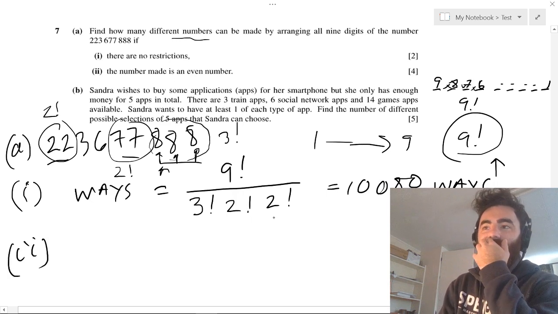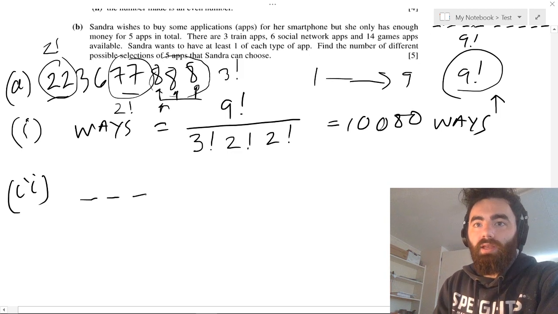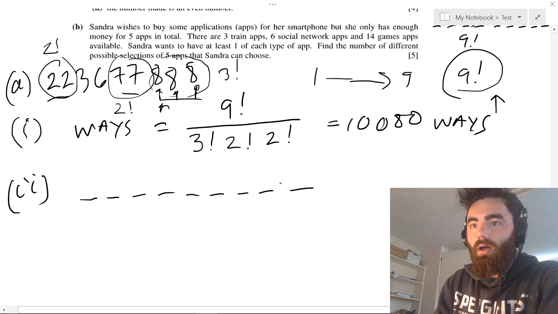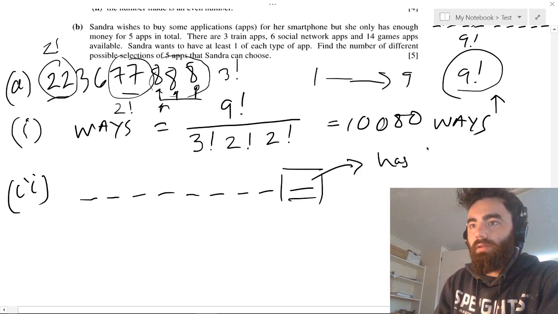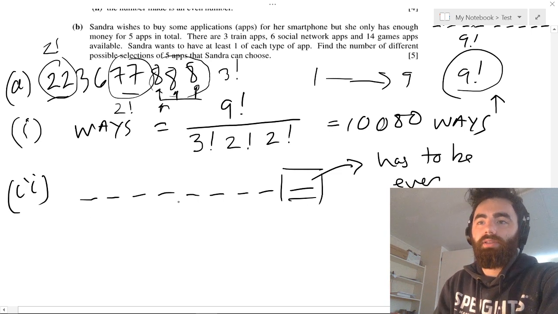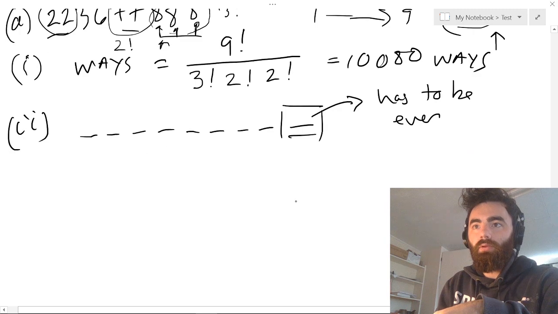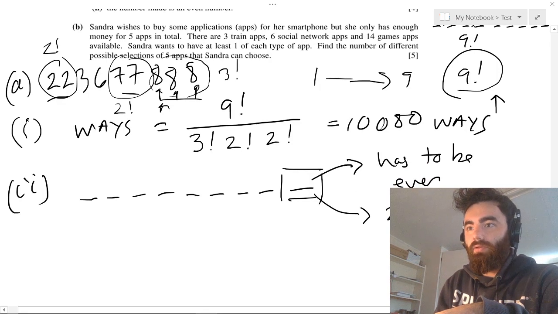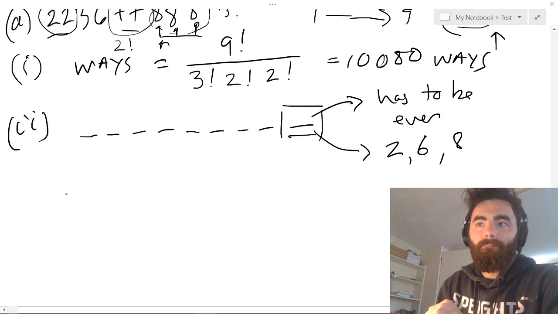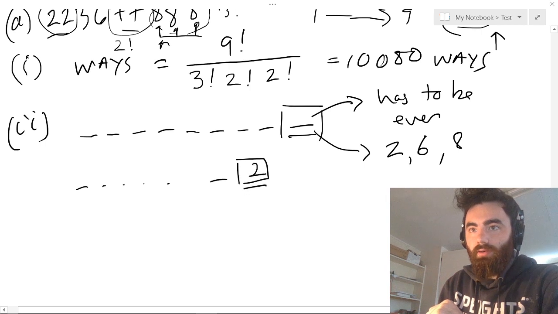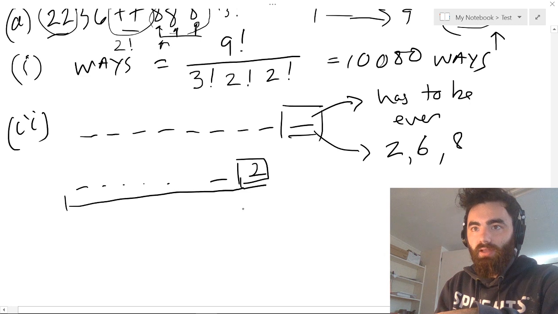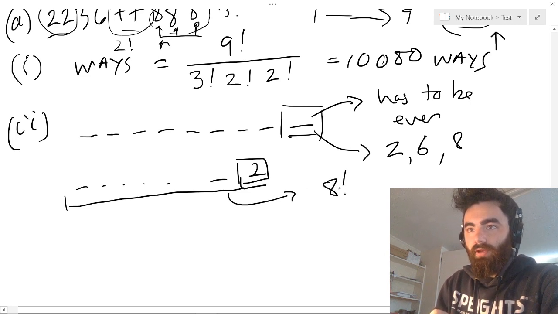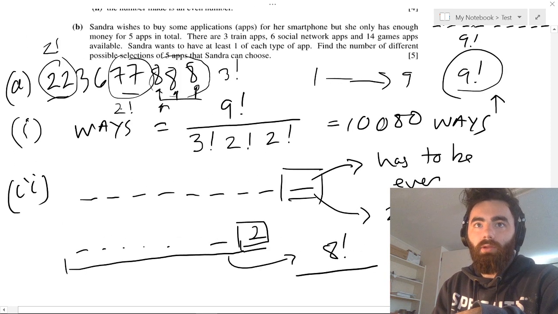If the number made is even. Immediately when I see that 1, 2, 3, 4, 5, 6, 7, 8, 9, I'm thinking this last number has to be even. And if it is, then the whole number is even, clearly. And what ways is that possible? Well, it's possible if it's a 2, a 6, or an 8. Let's look at the first way. If it's a 2 at the end, how many ways can we arrange those last 8 numbers? Well, we just call it 8 factorial divided by, because again we have double ups, but we don't have a double up of 2 now because we've used 1 for the even number.